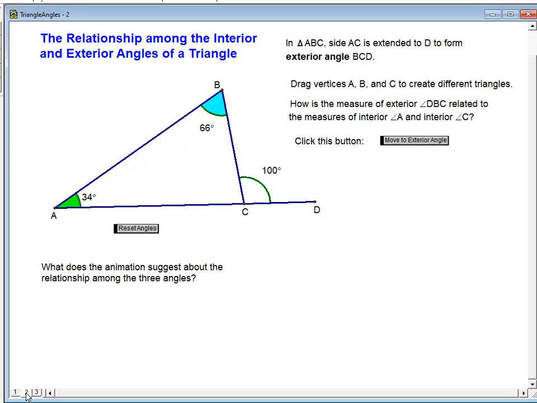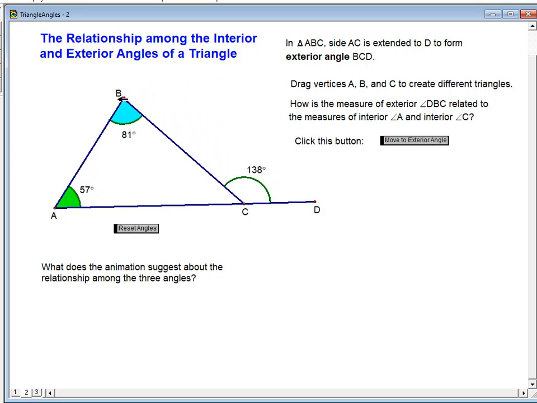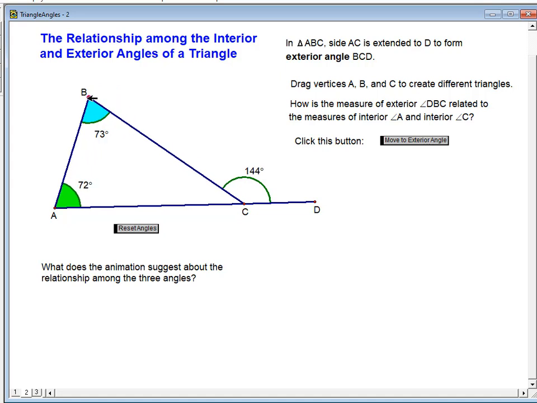Let's see if we have this one here. There we are. Okay, so now if I grab this top B here and I move it around, you'll notice that 72 and 73 should add up to 145. It's just a little glitch in how the computer's rounding off. Those two angles, the green and the blue, will be equal to the exterior angle. And if we click the little button, you can see those pieces slide over and fit right in there.